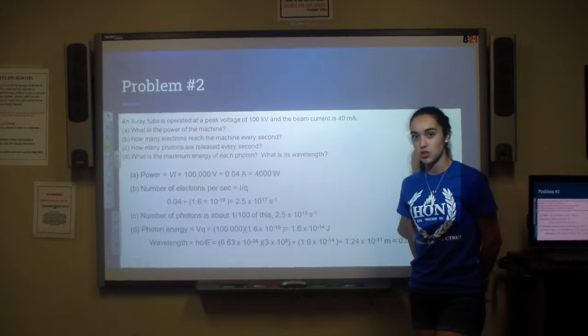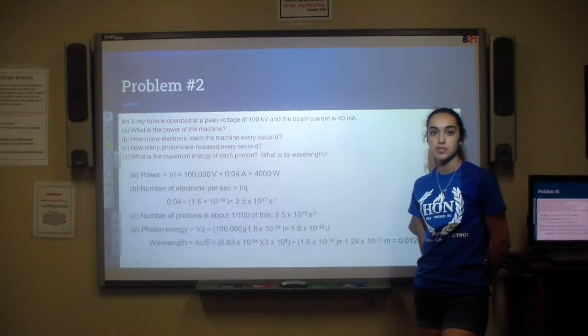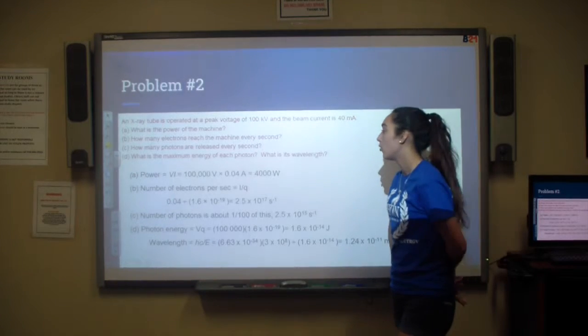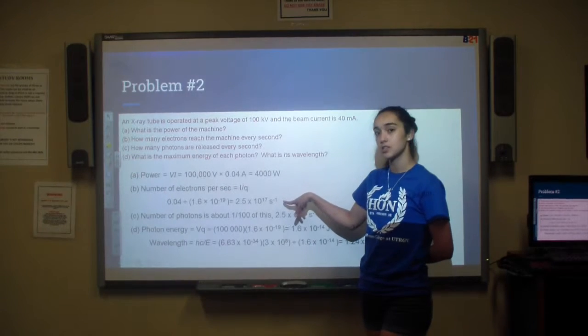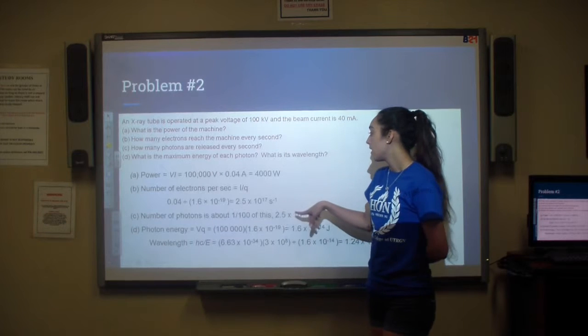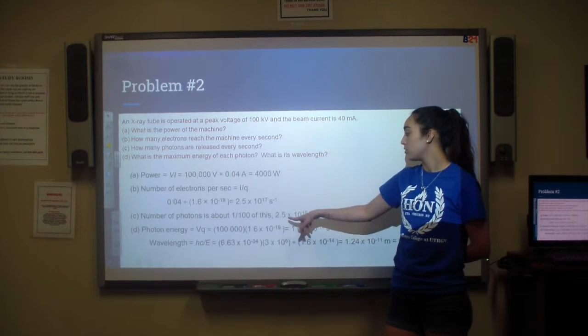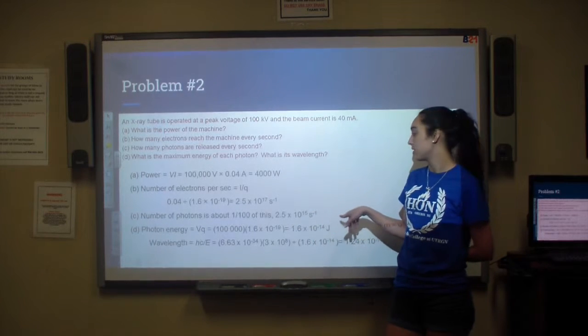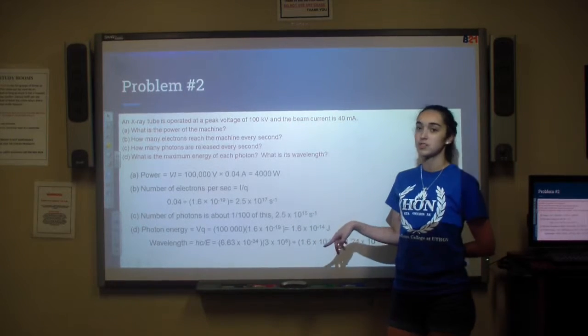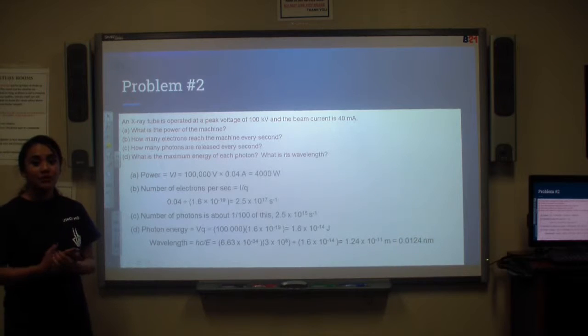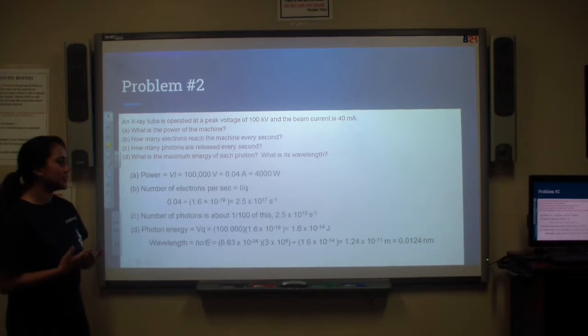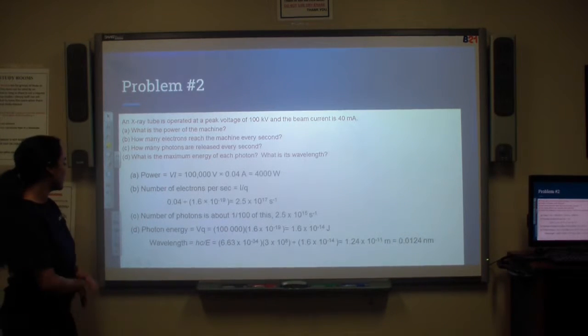So as we mentioned earlier, only 1% of the electrons actually emit X-ray beams. So this is the number of electrons per second that we found earlier. And by multiplying this, we end up getting the answer of 2.5 times 10 to the 15th per second. So that's how many photons per second we end up with. So what we will find next is the maximum energy of each photon and its wavelength.